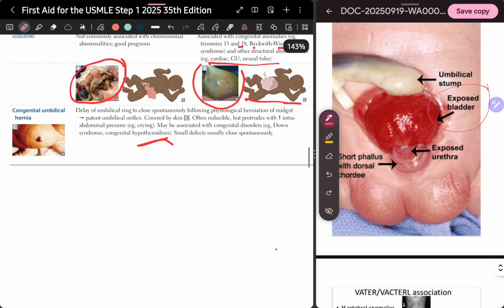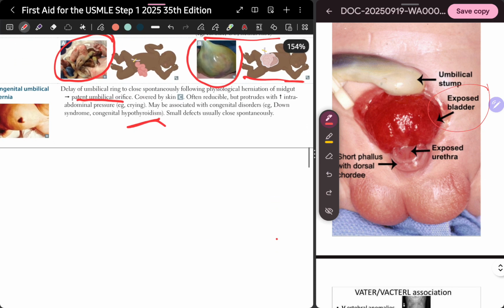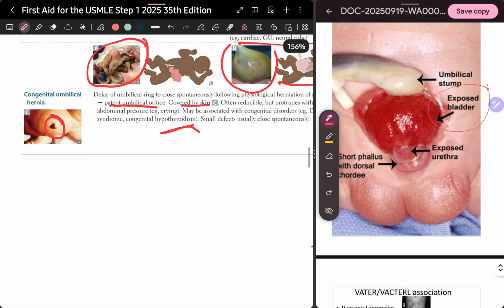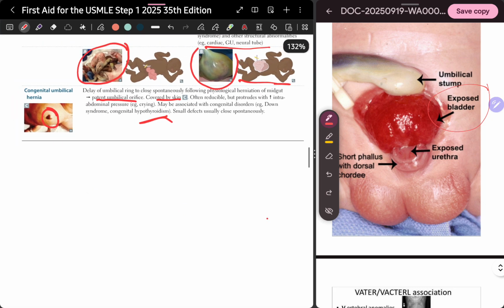a problem for the baby, as it is going to create a herniation through a patent umbilical orifice, in which the contents are going to be herniated. And the main thing is it is covered by skin. You can see it is covered by the skin, and it is through the umbilical ring. It is because it is not closed properly. It is often reducible, but protrudes with increase in intra-abdominal pressure. So it can be reduced, but it can protrude due to increased abdominal pressure, which can be due to crying, or if the baby is continuously coughing.